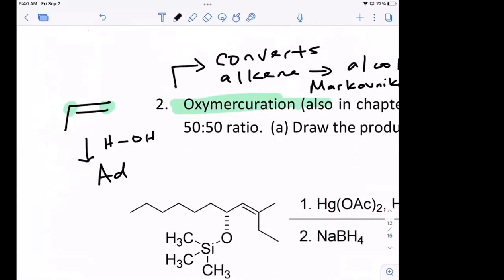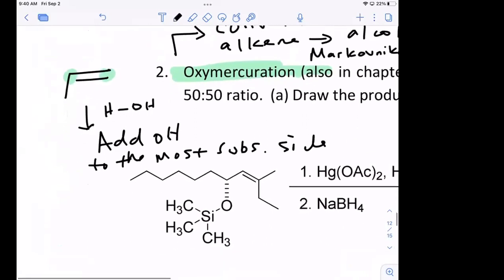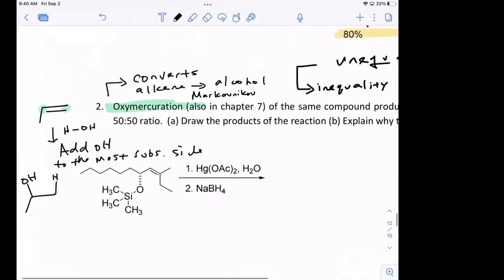You're going to add the alcohol to the more substituted side. So in this case, you're going to have an OH here. This is what your alcohol is going to look like, an H here. All right. That's the extent that I'm going to dig into that, because that's a part one reaction that I know was taught, but I don't know how much you grasp from it. But here, let's just look at the reaction.